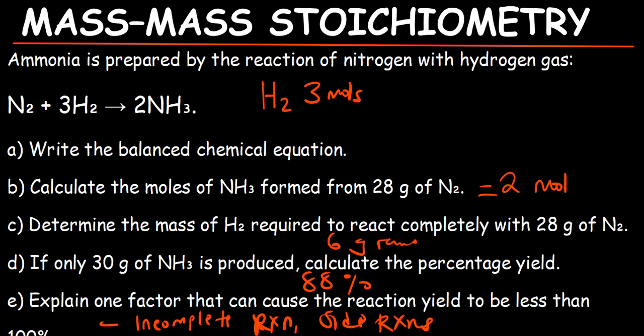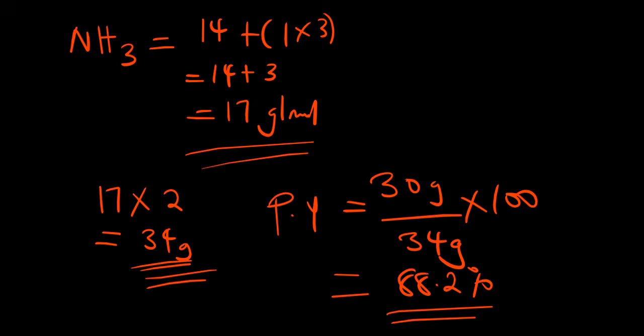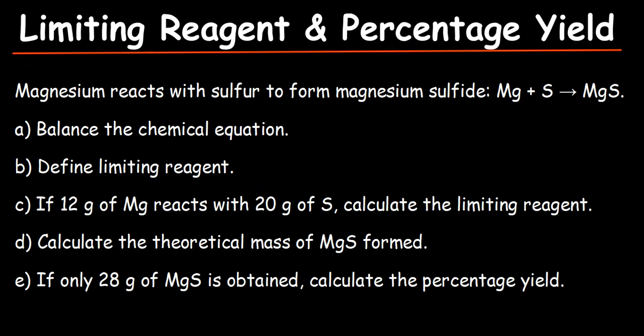So let's solve the other part of the questions: the limiting reagent and percentage yield. Now we're told magnesium reacts with sulfur to form magnesium sulfide. They've given us the formula there. It's already balanced.